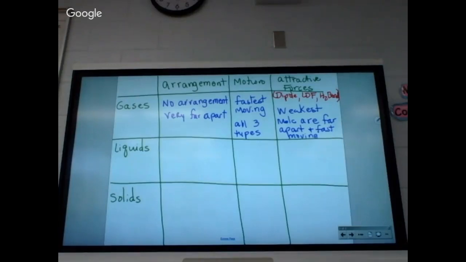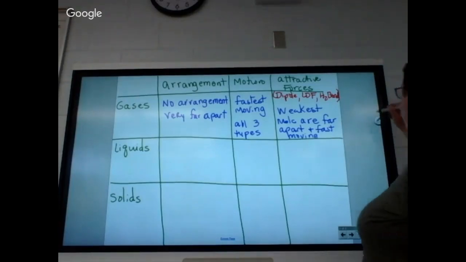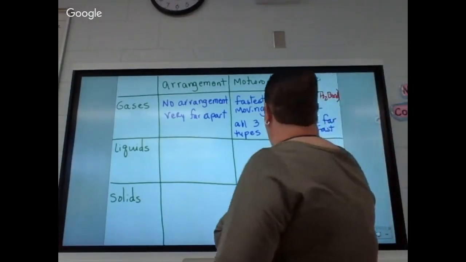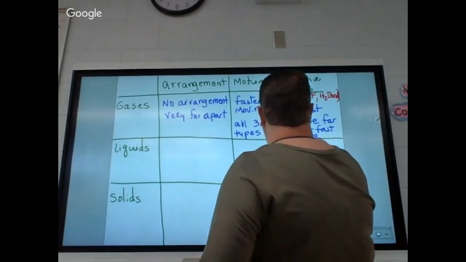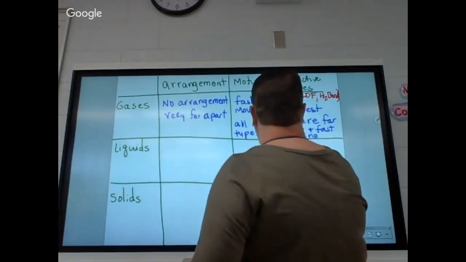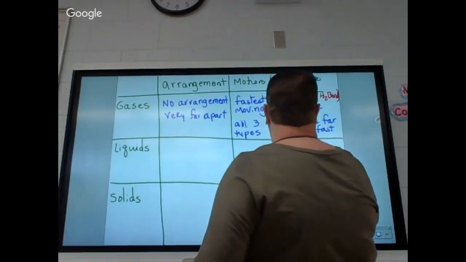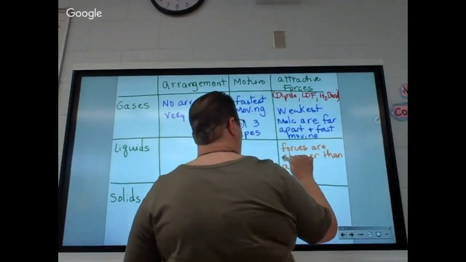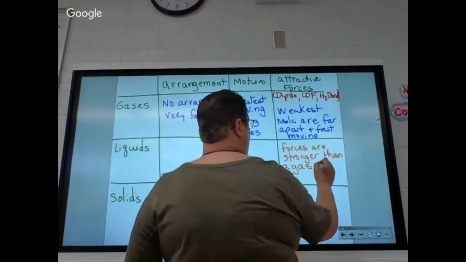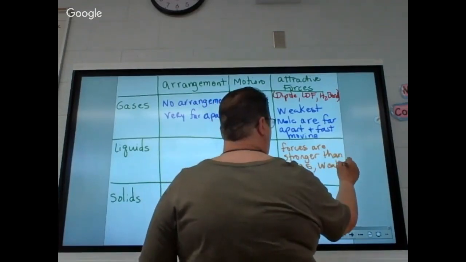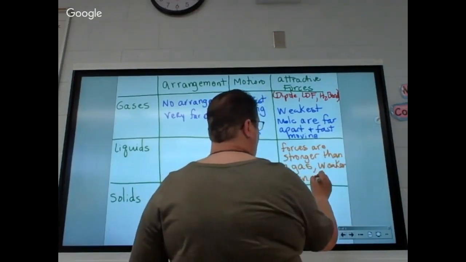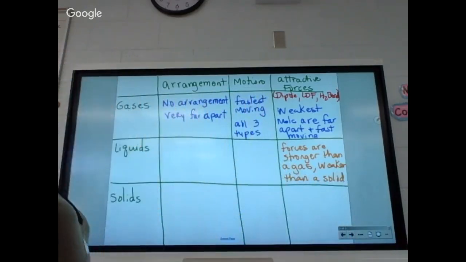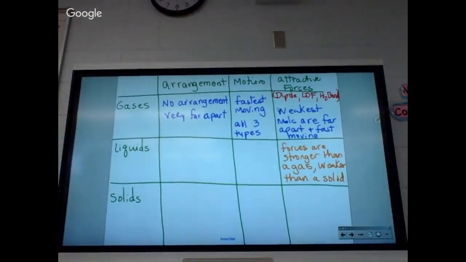So how is a liquid different in comparison to a gas? It has attractive force. It will have attractive forces, so they're stronger than a gas. Are they going to be stronger than a solid? No, so weaker than a solid. Stronger than a gas, weaker than a solid. Anything else on that box? No.